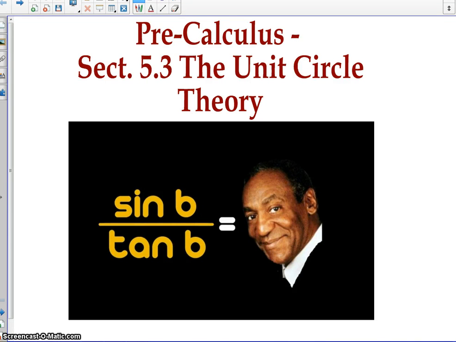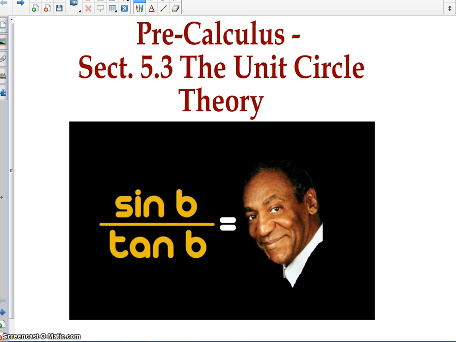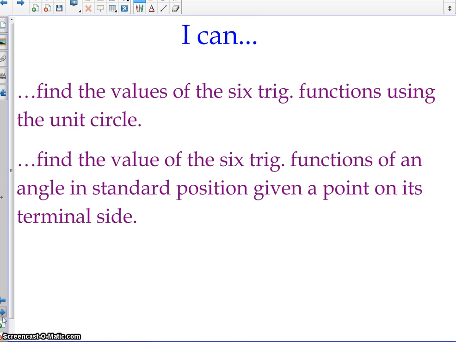Okay, today we're going to be working on solidifying our knowledge of the unit circle and the different things that are involved. One of the things I want to start with is deciding why this picture is funny. What is the cute little play on words here? It's sine B over tan B, and what they're showing is that it equals the comedian and actor Cosby. Is it William Cosby? Bill Cosby, yeah.